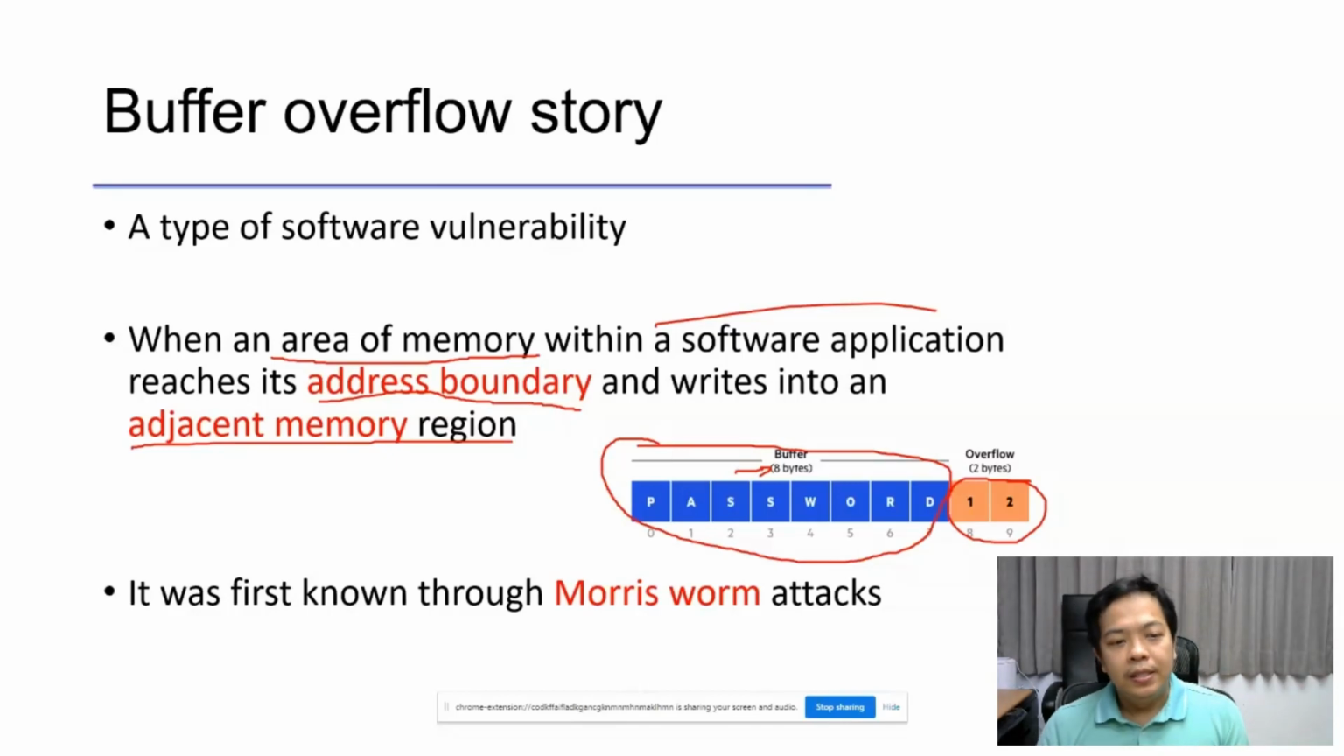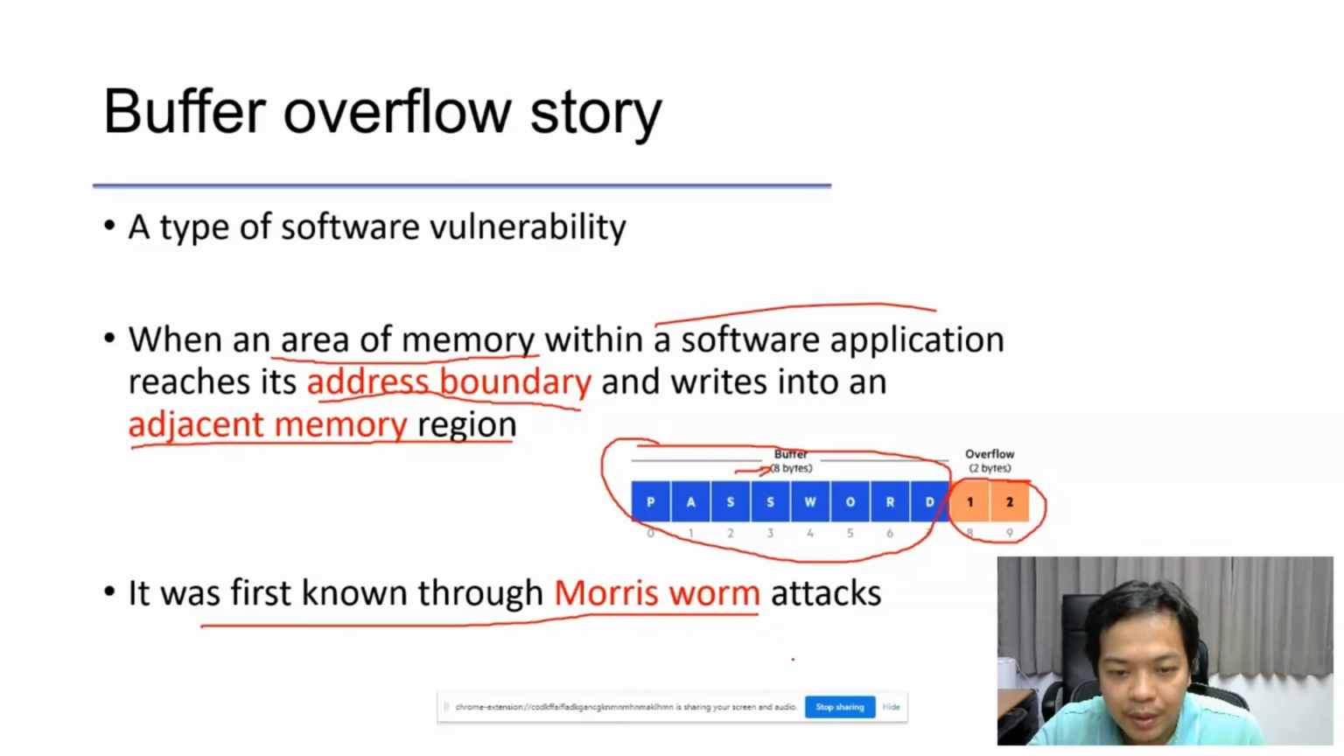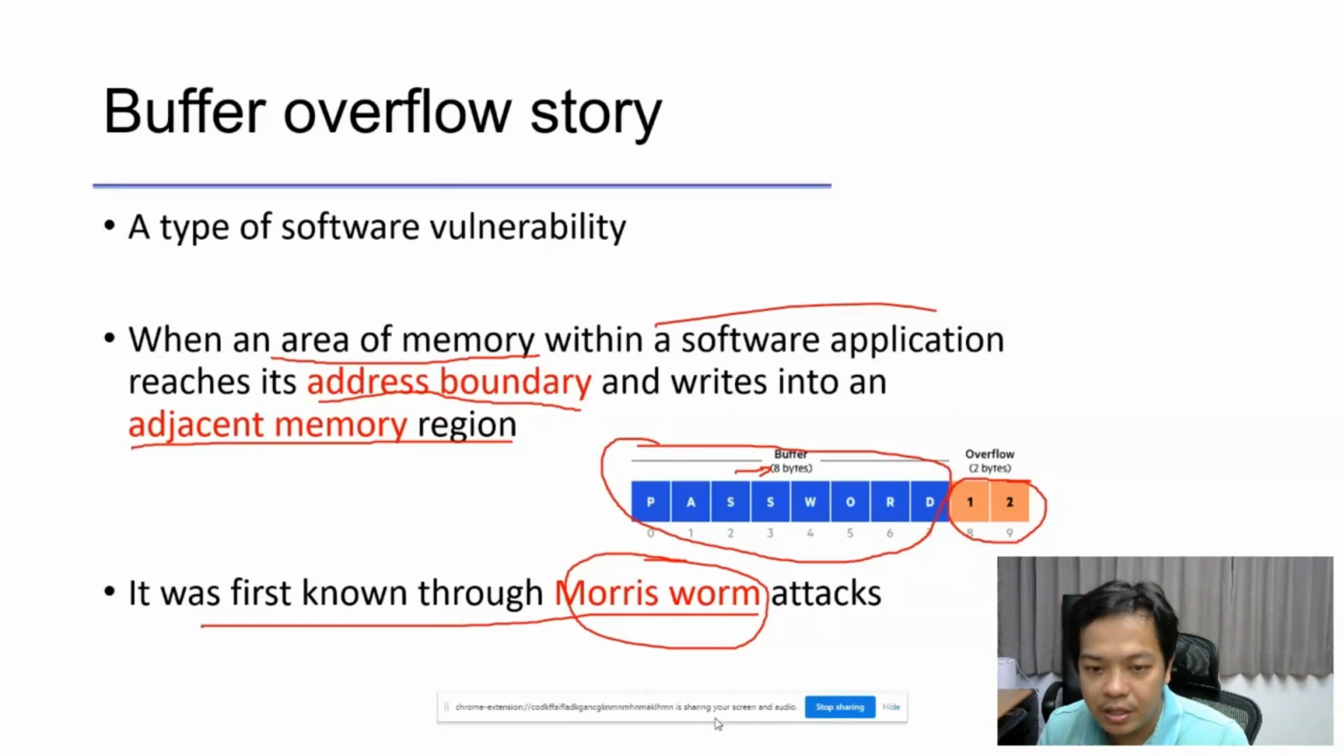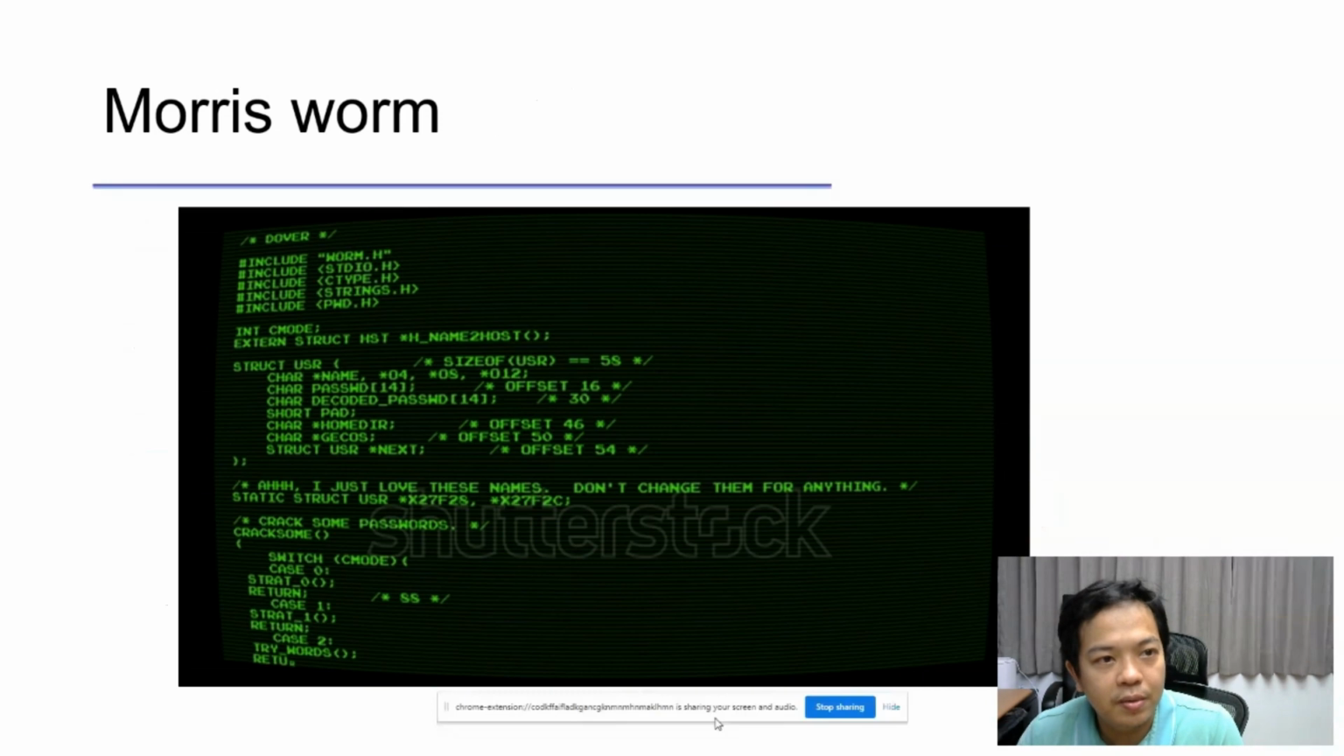Back to the question: when was the first known buffer overflow? It was very long ago, maybe 40 years, with the Morris worm. This worm used buffer overflow to exploit a vulnerability to attack a lot of computers on the network. I will show you the Morris worm.